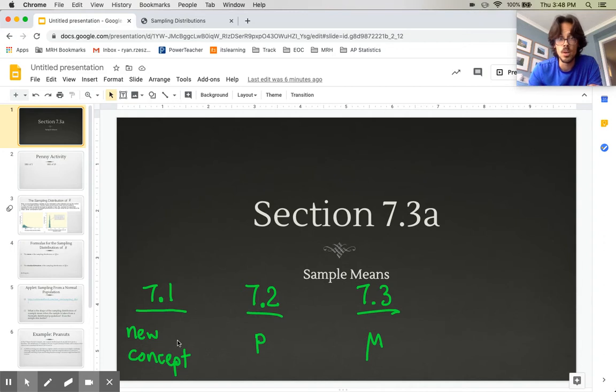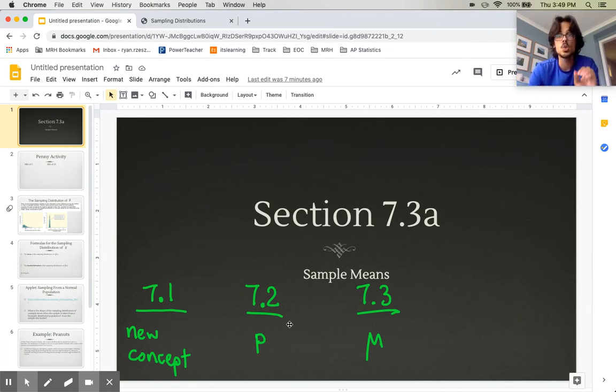Section 8.1, we're going to learn about a new concept, confidence intervals. We're going to wrap our heads around that. 8.2 is going to be, okay, how do I do that, but with P? And then 8.3 is going to be, okay, how do I do that, but with mu? And the same thing is going to happen in chapter 9 with significance tests. So you're going to become very, very comfortable with P and mu problems by the time you're done with this semester.